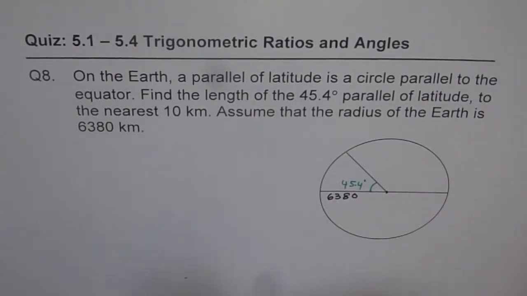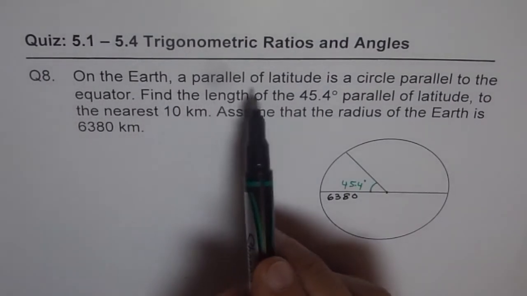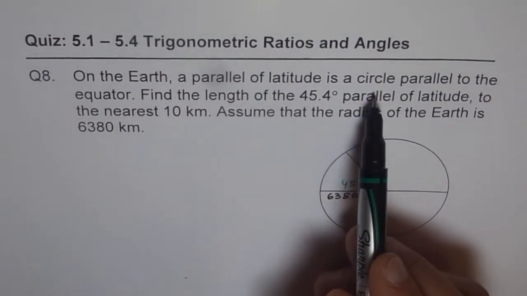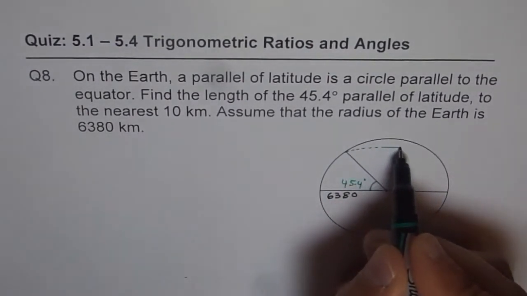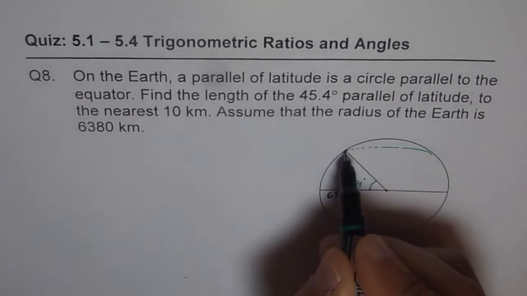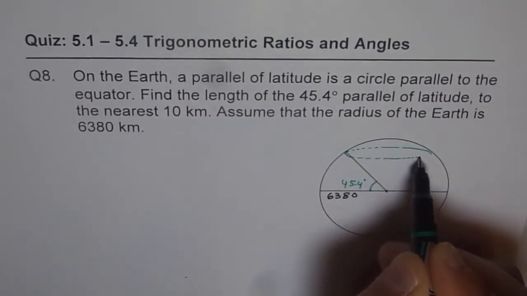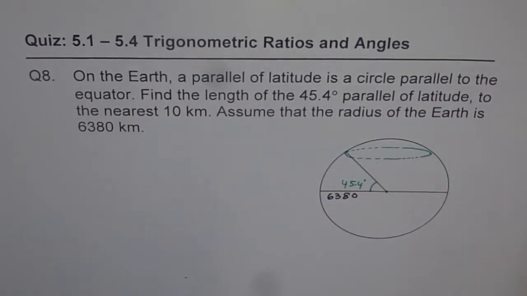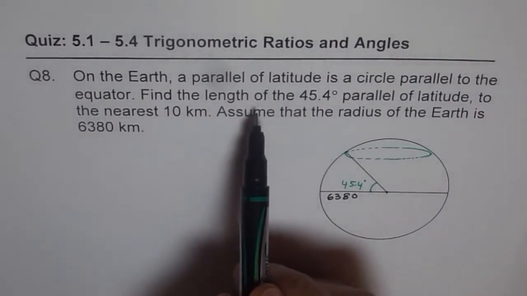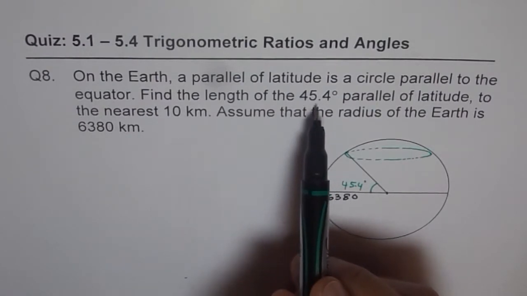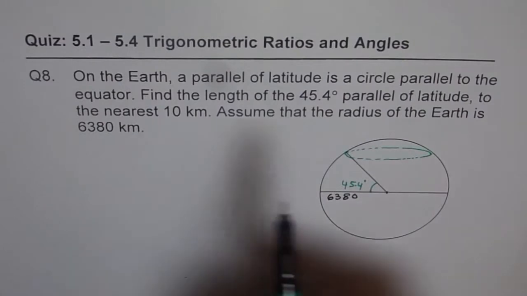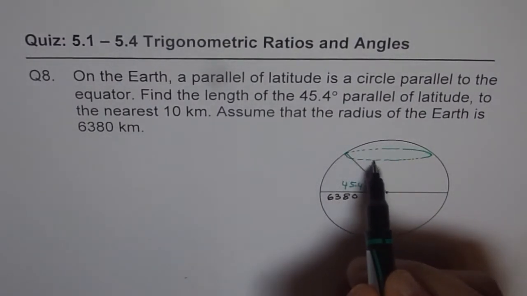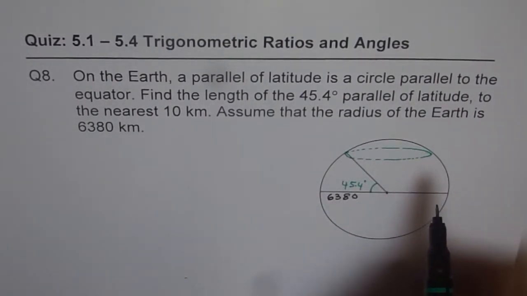Now, as the problem says, on the earth, a parallel of latitude is a circle parallel to the equator. That means at this point, we are looking for a circle like this. That's a cross section at this point. So that is the circle. Now, let's read and understand the question. Find the length of the 45.4 degrees parallel of latitude to the nearest tenth. The length means the perimeter of this circle. This is what we are trying to find.